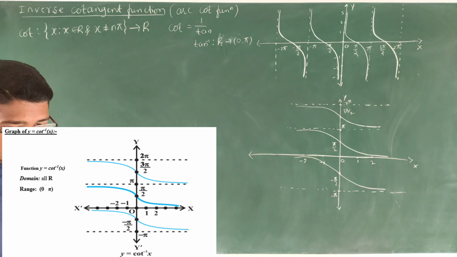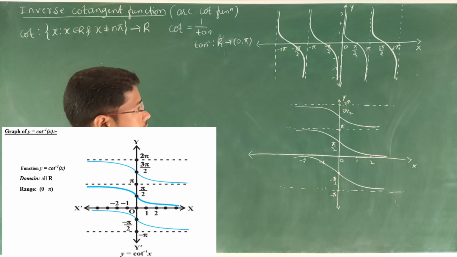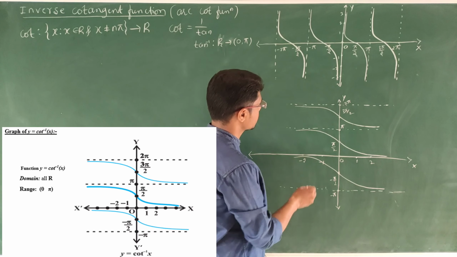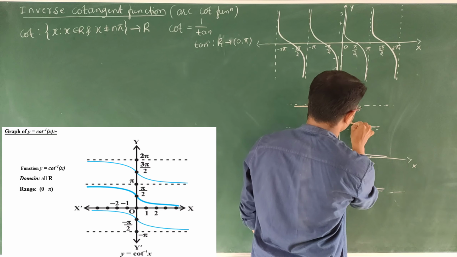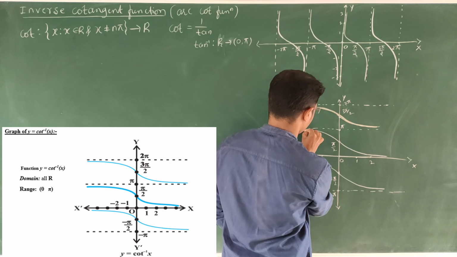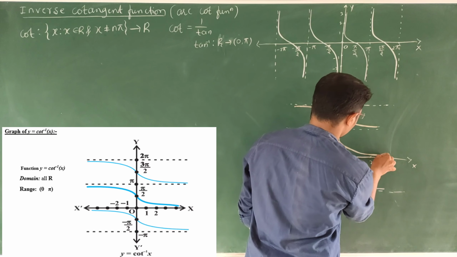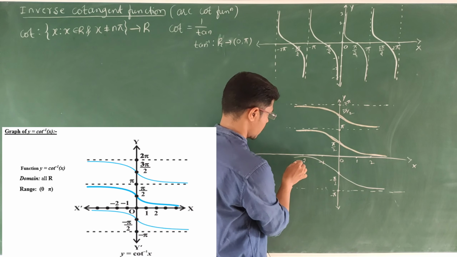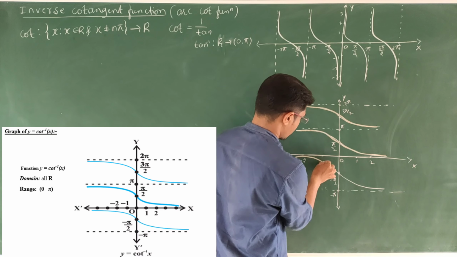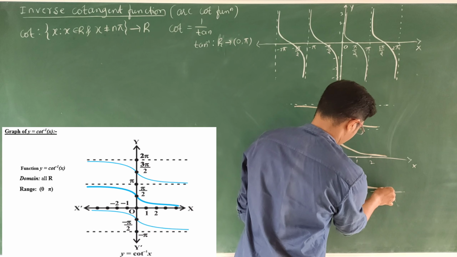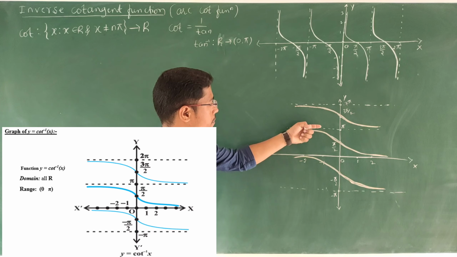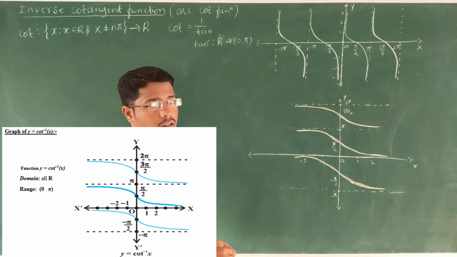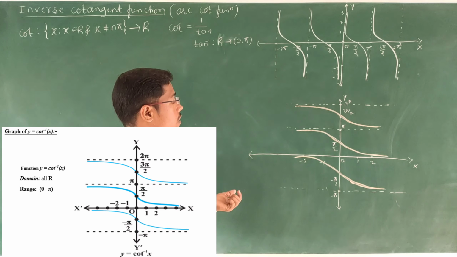So the restrictions are 0 to pi, pi to 2 pi, and so on, and minus pi to 0, 0 to pi, pi to 2 pi. These are the possible ranges of cot. In these, it will become invertible.